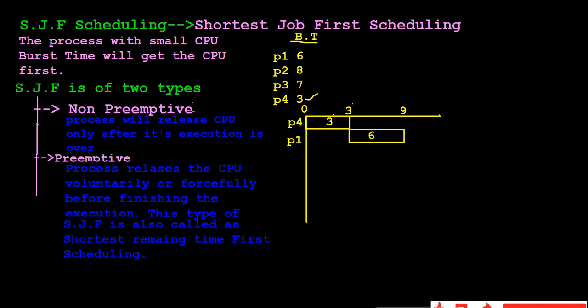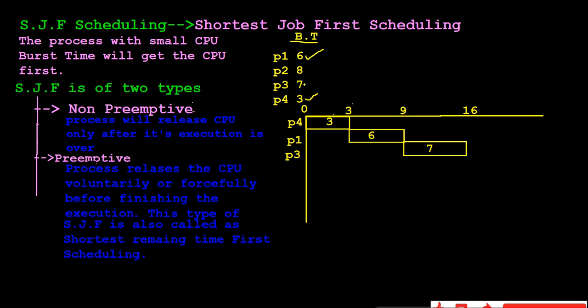After that, who will start the execution? P1 is over. Now P2 and P3 are pending. Among those two, P3 has the lesser burst time requirement, that is 7. So P3 will start the execution at the 9th second, and it will continue for 7 seconds. Where will it stop? 9 plus 7, at the 16th second it will stop the execution.